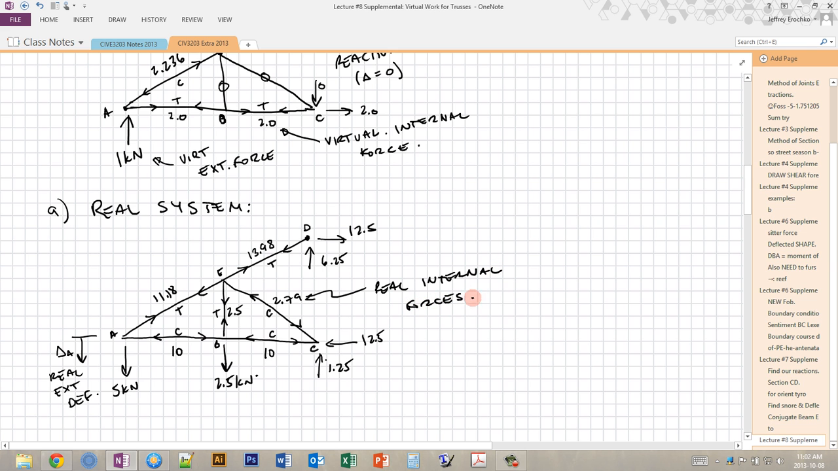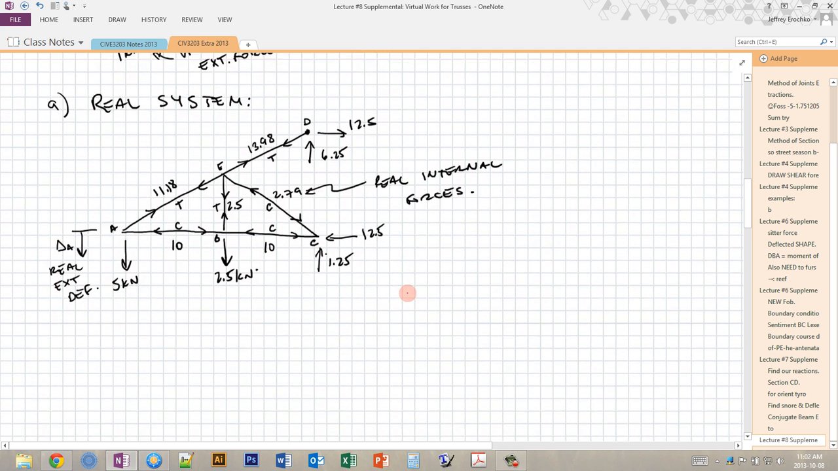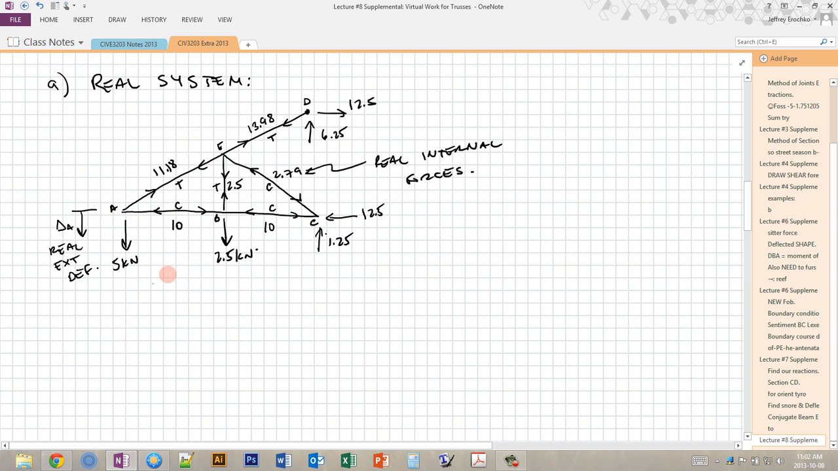So remember, for the real system, what we're primarily interested in are the real internal deformations, not the forces. So for the virtual system, we're always concerned about the forces, and for the real system, we're concerned about the deformations. But that's okay, because we can calculate those real internal deformations based on those real internal forces. And that's simply equal to FL over EA, where these are the real internal forces, this is the length, obviously, and this is the Young's modulus and the area, which we've said are constant for all of these.